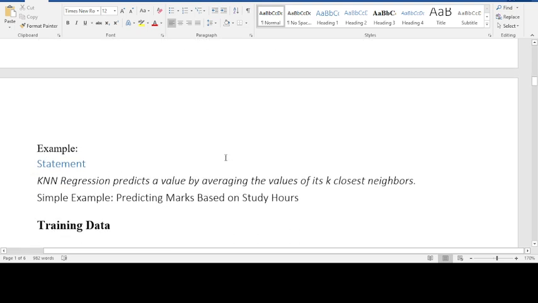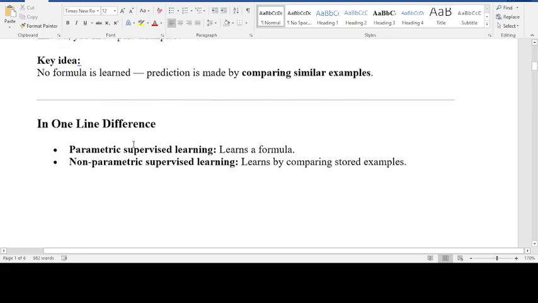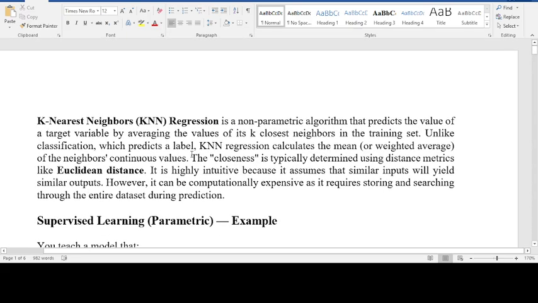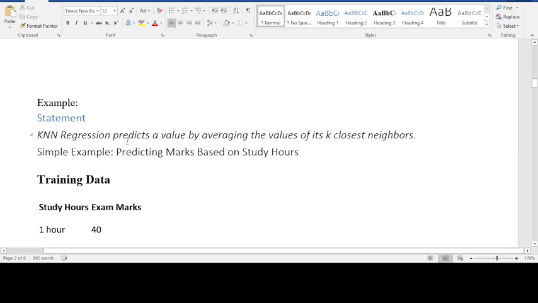Now coming to our main concept, that is KNN regression. This entire paragraph is taken in a single line. Read this line: KNN regression predicts a value by averaging the values of its k closest neighbors. We will see what the KNN concept is later, what the basic idea of the KNN is. Now we are talking about the KNN regression.